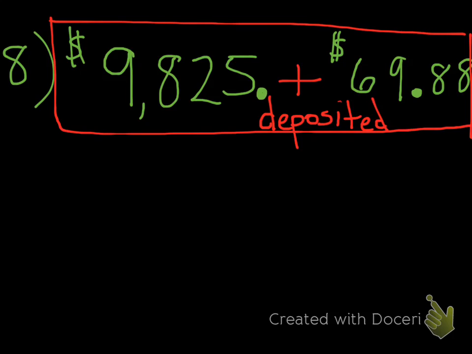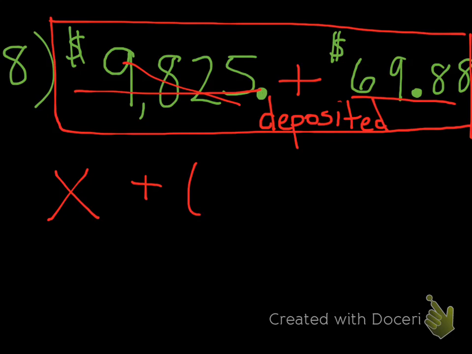What we have to do is think about, what did we start with? How much money did we start with? We did not start with this. And that's where I made my mistake. I didn't read it carefully enough. We did not start with the 69 because that was added or deposited. So we don't know what we started with, so I'm going to start the equation with an x. And what did we add to that? Well, we added $69.88.